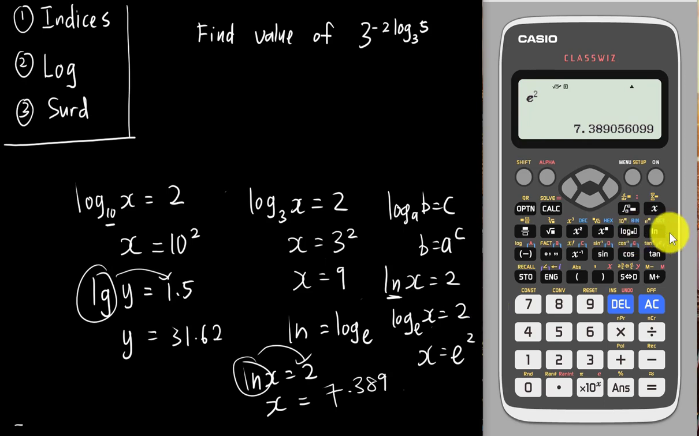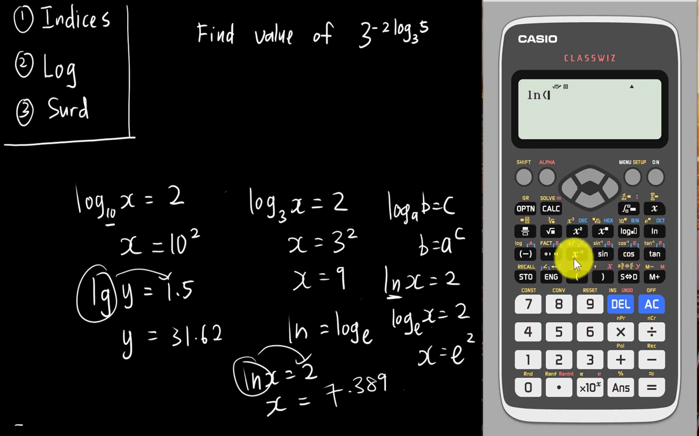So over here you have 2 buttons dedicated for log, but in SPM you only use this button. Unless you go to STPM, you will use ln, or if you're an IGCSE student, you will use ln as well. So I just want to let you know how to use these 2 buttons with shift log and shift ln.